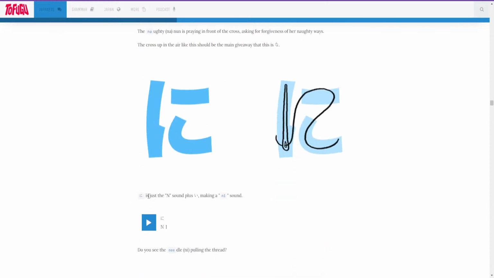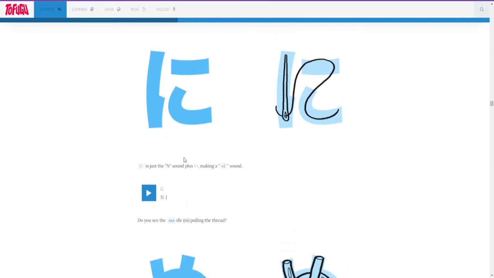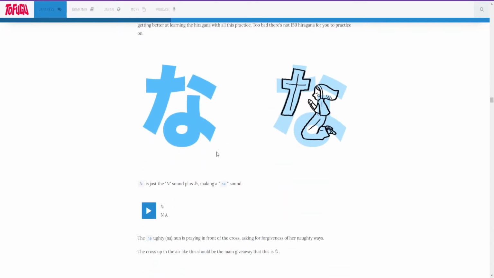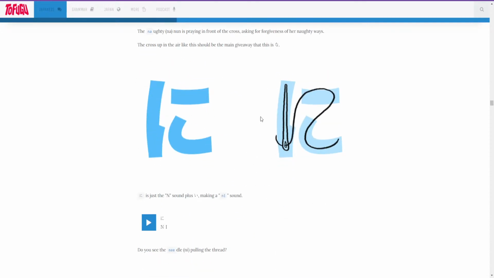Alright. Next up, this one looks a little bit wacky, but it's pronounced ni. So, this one looks like a needle. If you look here, here's the needle, and here is the thread that it is pulling. Ni. So we have na, naughty nun, ni, needle.